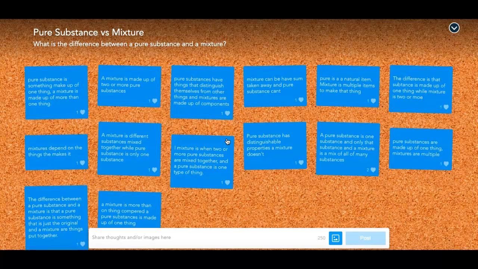I'd like you guys to do, read through the cards. Put little hearts next to the ones that you think are great definitions or something that you didn't think of. So click on the cards, read them, and let's do some voting. What are some really good definitions that are out there?